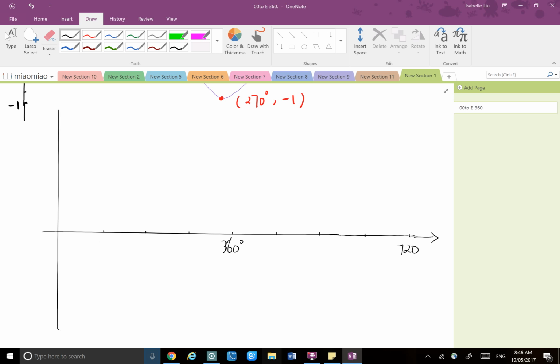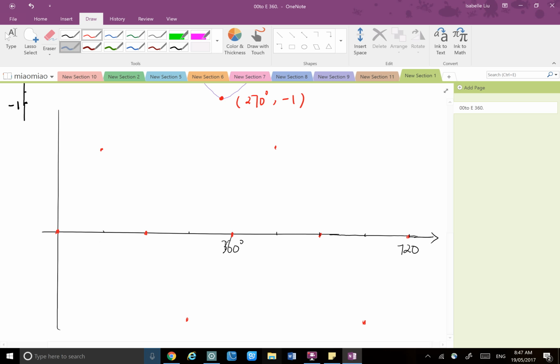Yeah, it will repeat, because after you go back to 360, the angle you turn will be exactly the same as the first circle. So they will repeat the values. So you will have roughly something like this. Before, you have 0, 0; at 90 degrees you have 1; at 180 you have 0; at 270 you have -1; at 360 you're back to 0. And then the next 90 degrees you will go up to 1 again, and back to 0, and then go to -1, and then back to 0.